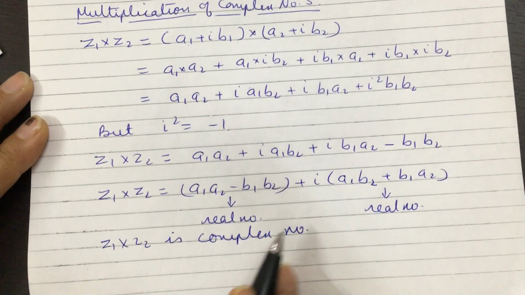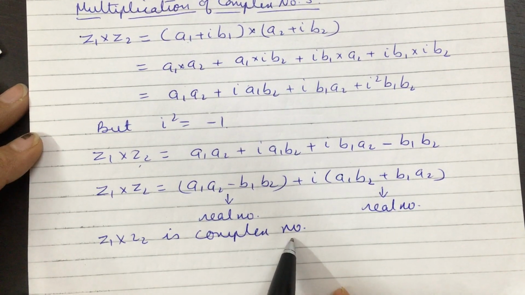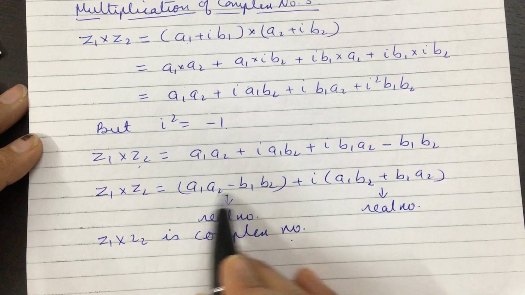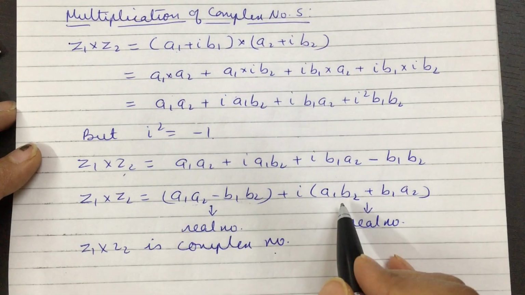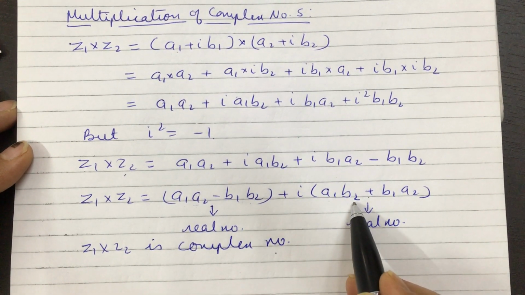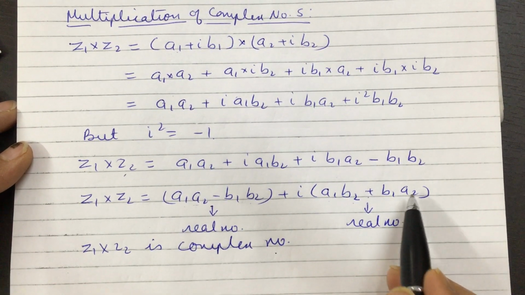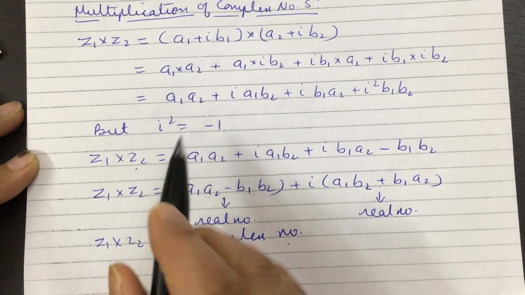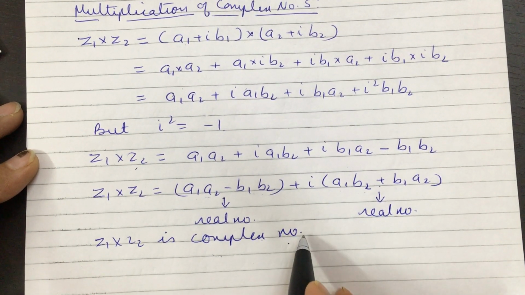So hence we have seen that the multiplication of complex numbers is also a complex number having the real part as the difference of the product of the two real parts and the two imaginary parts, and the imaginary part as the sum of the product of one real with the other imaginary and the other real with the first imaginary. So we have seen that multiplication of complex numbers is also another complex number.